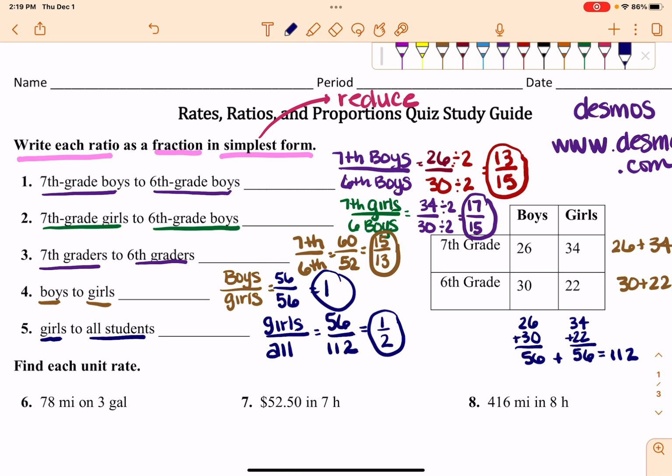Okay, we're going to pause a little bit here, and then I'm going to come back and we'll talk about the unit rate.